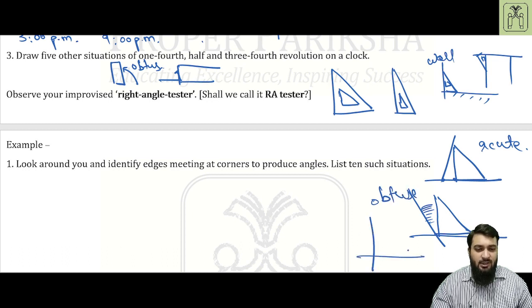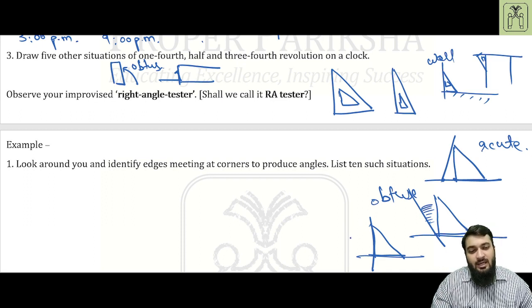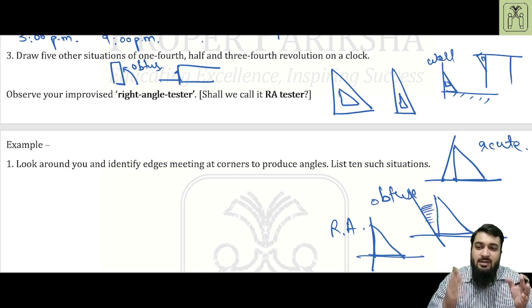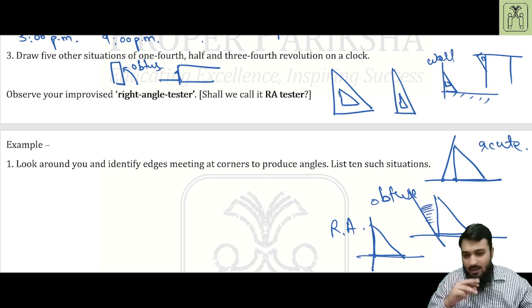And if both the things match, the edges of the thing to be measured and the edges of the right angle tool or tester tool, whatever you call it, then it will be a right angle. As simple as that. So a right angle tester is nothing but a tool or a method to check that any two surfaces or edges are placed at a gap of 90 degrees or making a right angle. As simple as that. Okay.